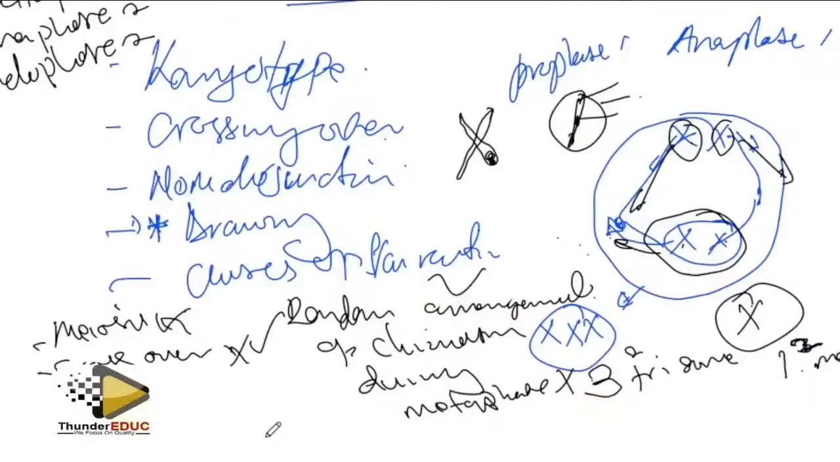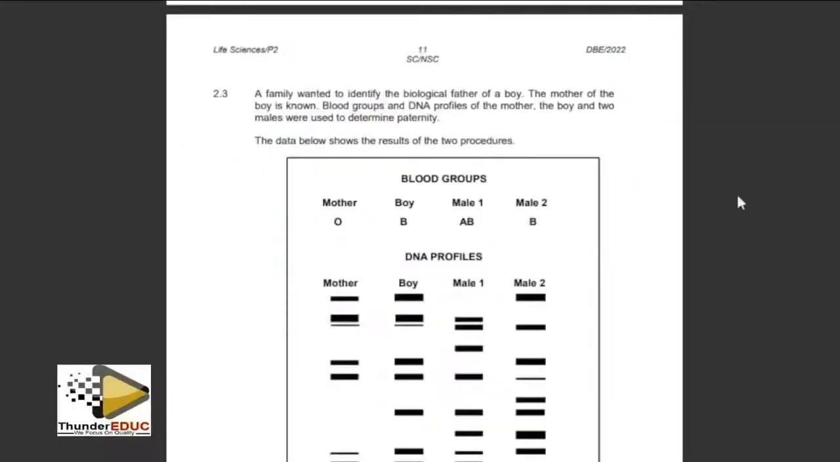Then plus you can talk about mutation, random fertilization, unless they have said give 3 causes of variation during meiosis or during the process of meiosis. Then you talk about crossing over, random arrangement of chromosomes, and then mutation. You don't talk about random fertilization or random mating. Yes, I think that is the meiosis.